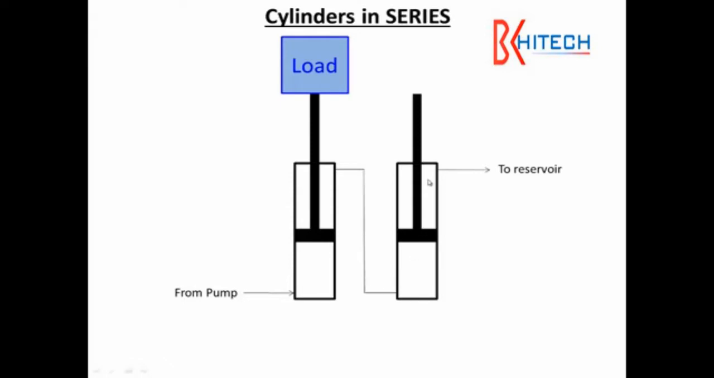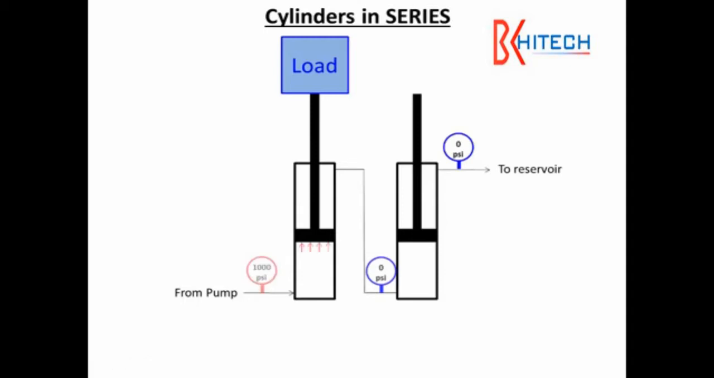And as this one moves, oil from the top here will go out to the reservoir. These cylinders are in series. The pressure in this line would be 0 psi because we would assume free flow back to the reservoir, no restrictions. The pressure in this line would also be 0 because 0 psi is needed to overcome zero load on this cylinder. This line would have to build pressure because it's going to overcome a load.